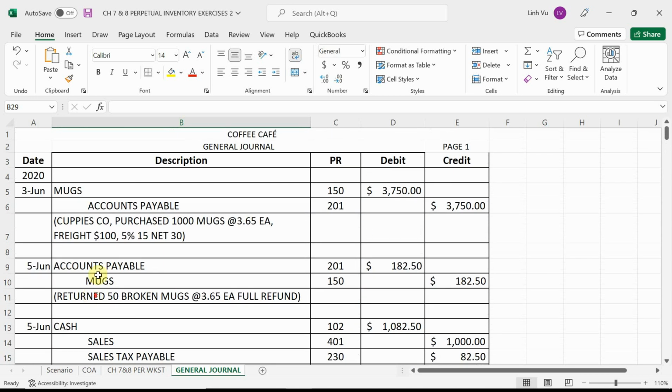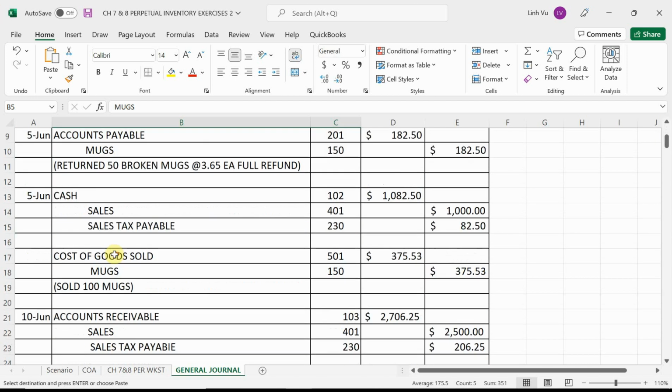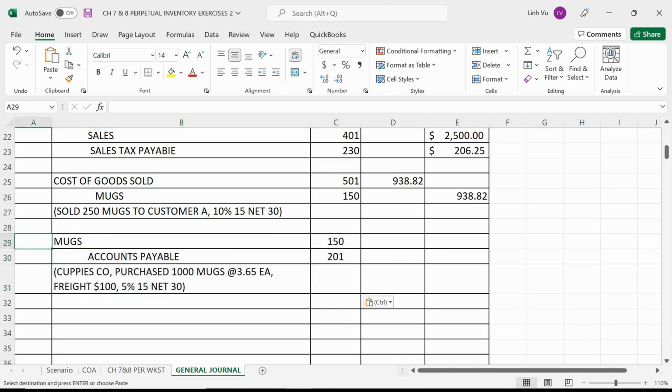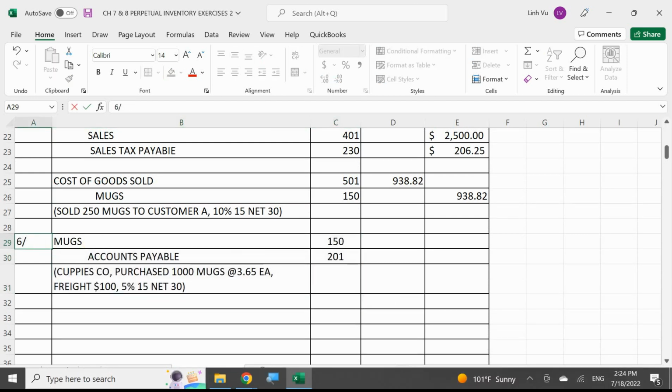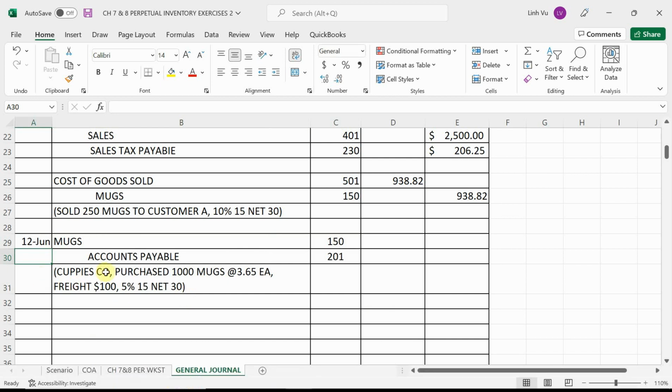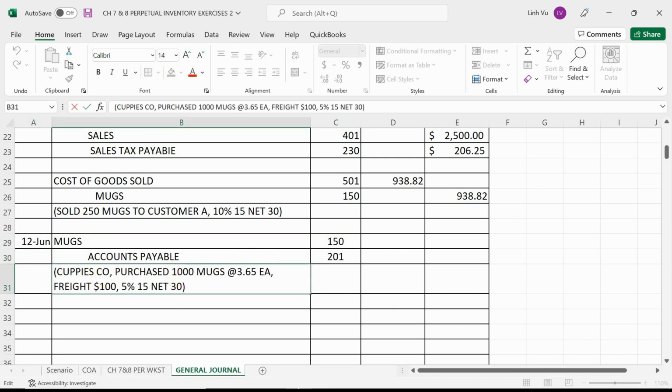Mugs and accounts payable. Good, right? Mugs and accounts payable. So here I have the exact transaction right here. I can go ahead and utilize my copy and paste feature, right, to save me extra time instead of having to type out everything again, right, I already have it. And then all I have to do is just plug in my date and adjust my description.